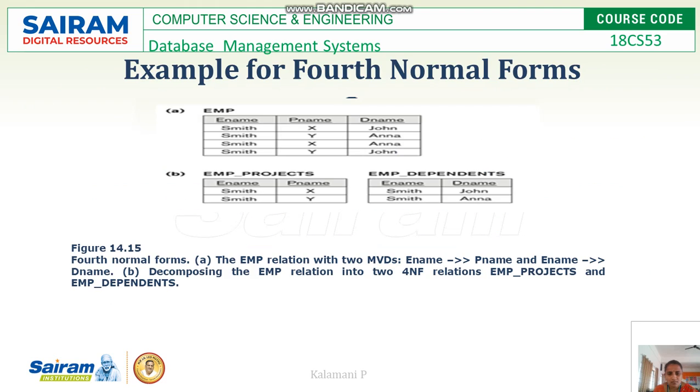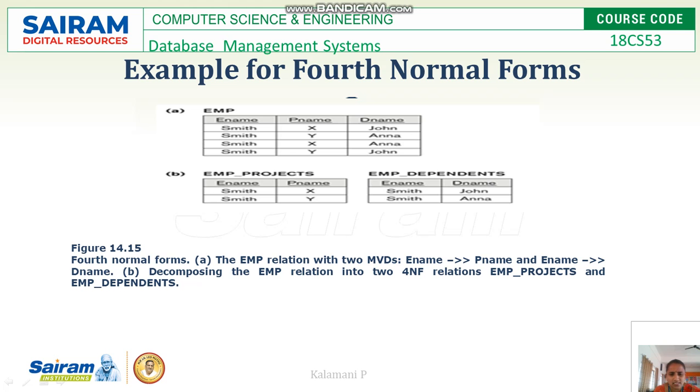See here, we will take this example. We have the EMP relation. In that EMP relation, we have three attributes: E name, P name and D name. That is employee name, the project name on which the employee is working, and dependent name. Here there is an employee called Smith. Smith is working on two projects, X and Y. And Smith has two dependents, named Anna and John.